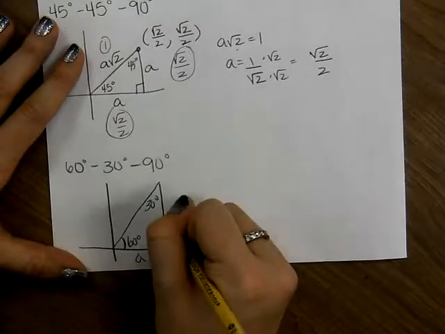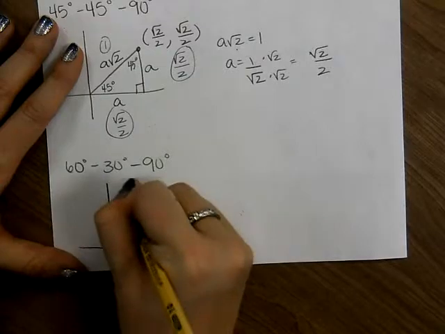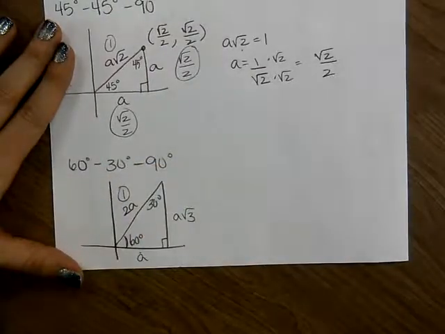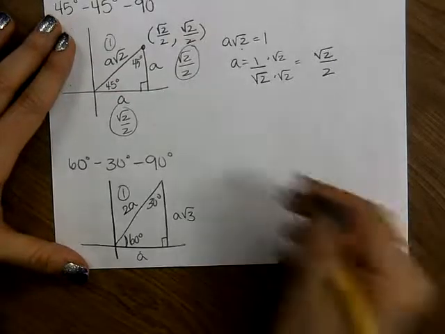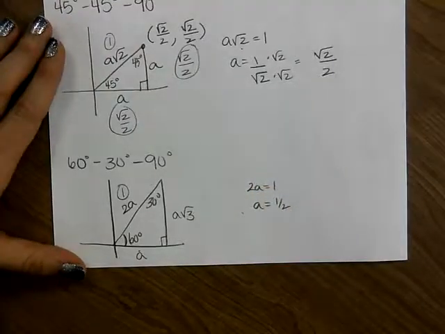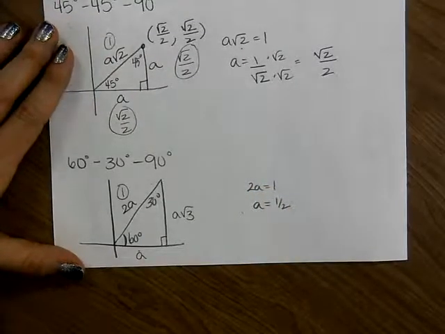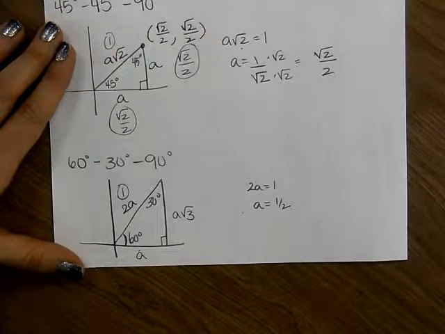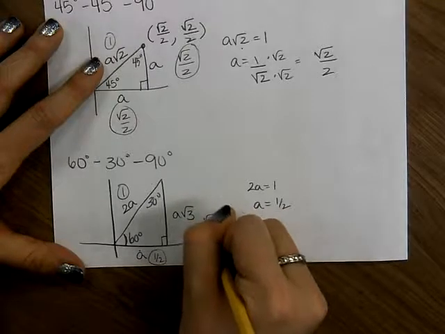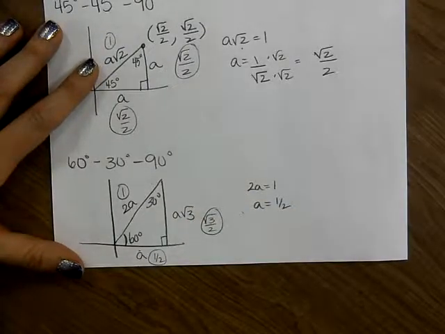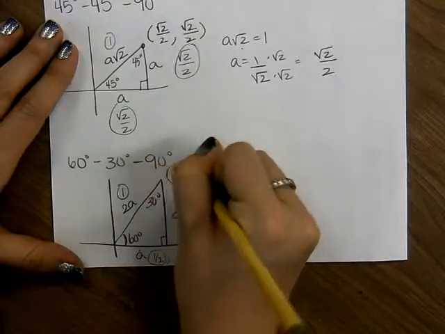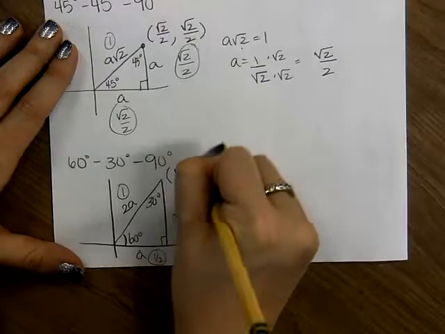So we still get A, A root 3, and 2A. And our hypotenuse is still equal to 1. That means that 2A equals 1, so therefore A is a half. And I do the same thing that I've been doing each time. I'm going to take that 1/2 and I'm going to plug it in everywhere I see an A. When I get those side lengths, that's going to create this coordinate where my x value now is 1/2 and my y value is root 3 over 2.